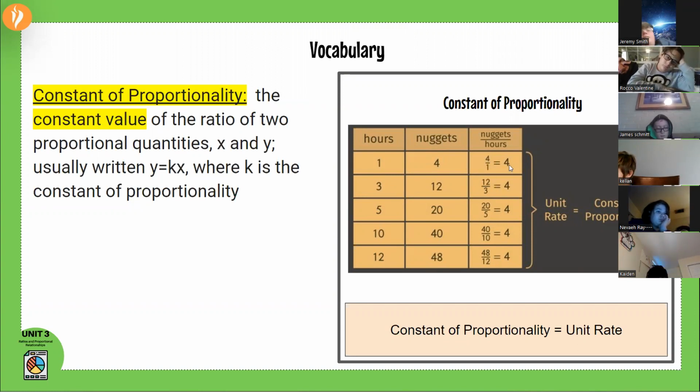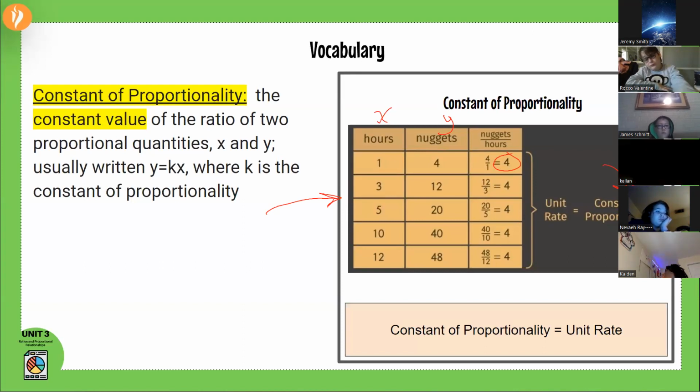So 4 divided by 1 is 4. 12 divided by 3 is 4. 20 divided by 5 is 4. So because they divided Y by X, I wish these were always labeled. So the first one's always X. The second one's always Y. Since we divided Y by X, we got 4 each time. That means that this represents a proportional relationship. And that number 4 is our constant of proportionality. Okie dokie.